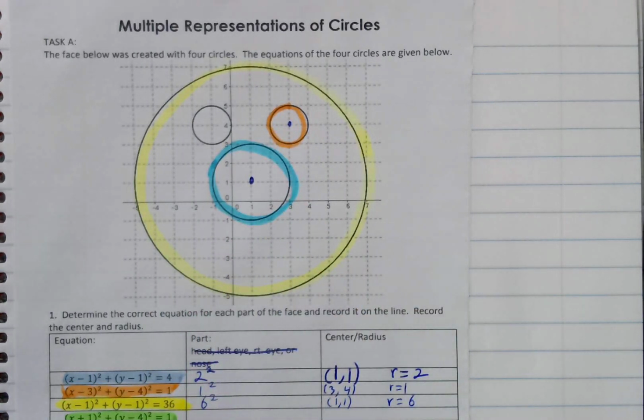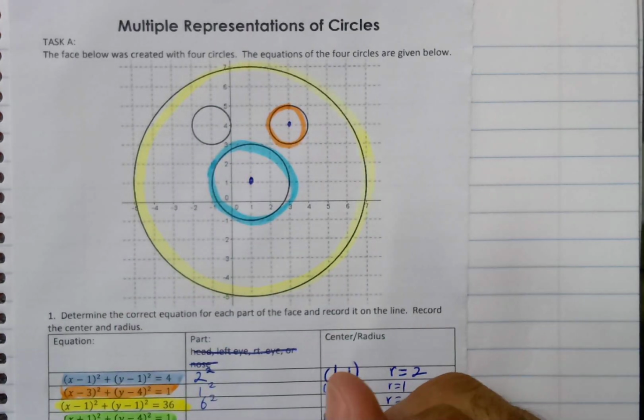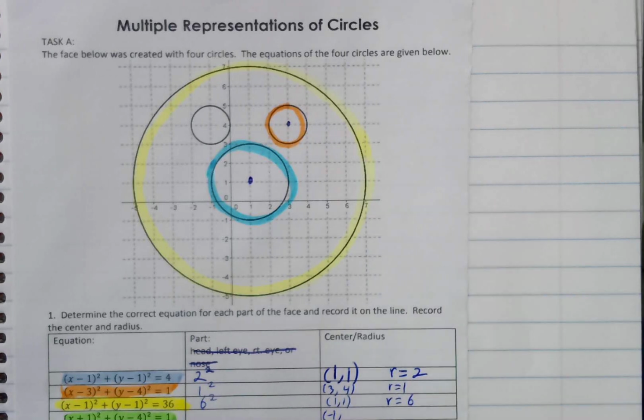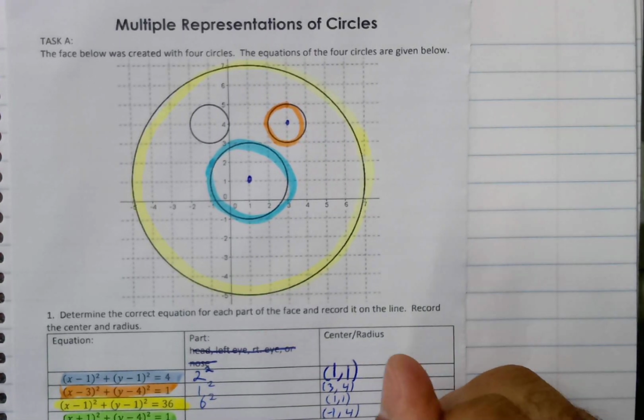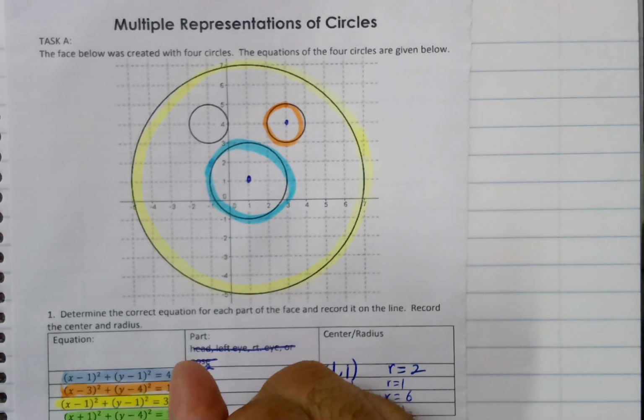Our last one, the green one here, it's going to be our last circle here. It has a positive 1, so we need negative 1. Minus 4, we need positive 4. We have a 1, so the radius is 1, because 1 squared is still 1.